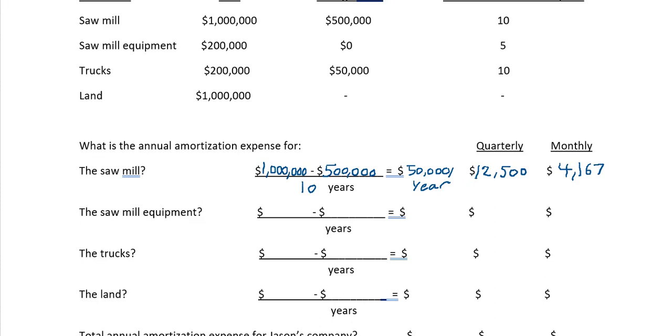The sawmill has a cost of $200,000 and a salvage value of 0. It's expected to last 5 years, and once we plug those numbers into the calculator, we get an annual rate of $40,000 per year.